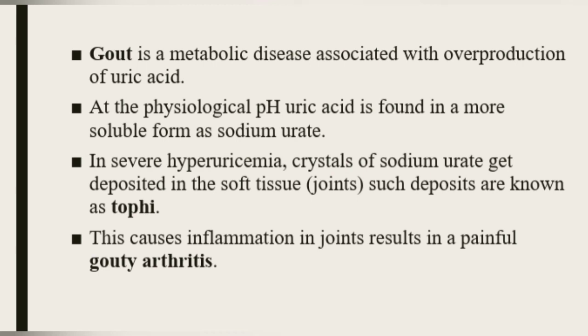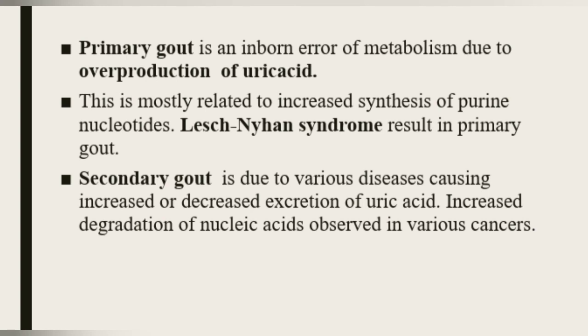At physiological pH, uric acid is found in a more soluble form as sodium urate. In severe hyperuricemia, crystals of sodium urate get deposited in soft tissues, mainly in joints. Such deposits are called tophi. This causes inflammation in joints that results in a painful gouty arthritis. Primary gout is an inborn error of metabolism due to the overproduction of uric acid, and this is mostly related to increased synthesis of purine nucleotides.